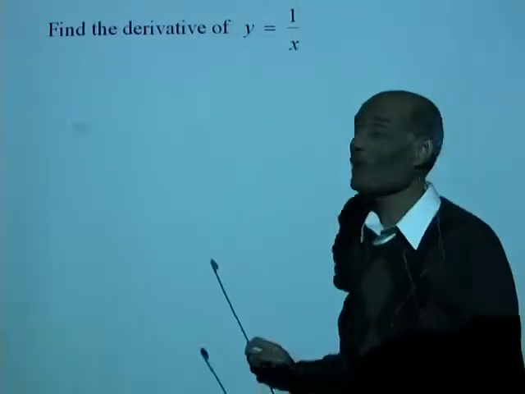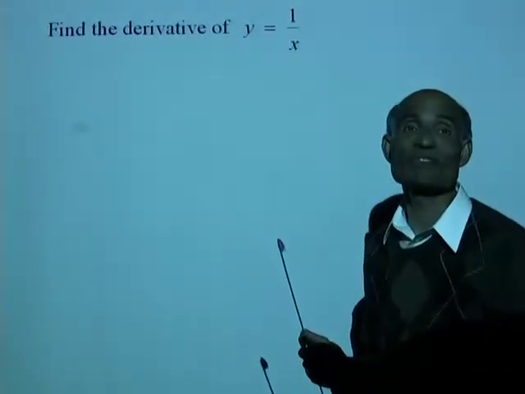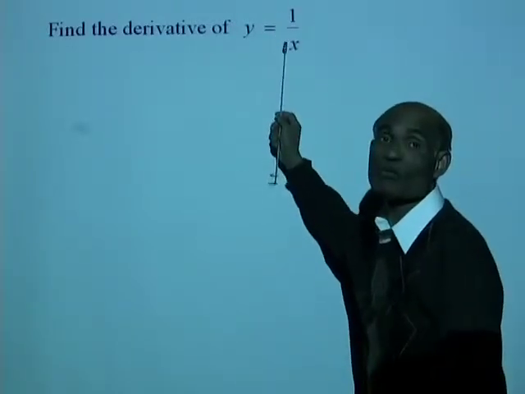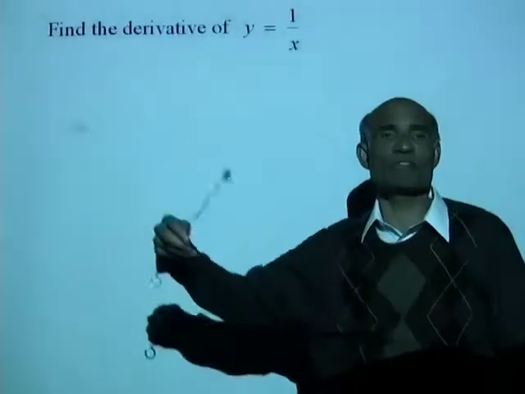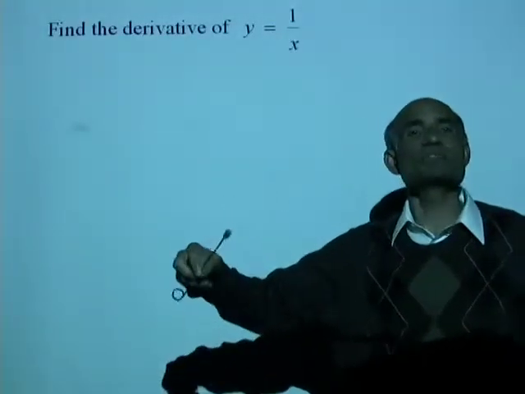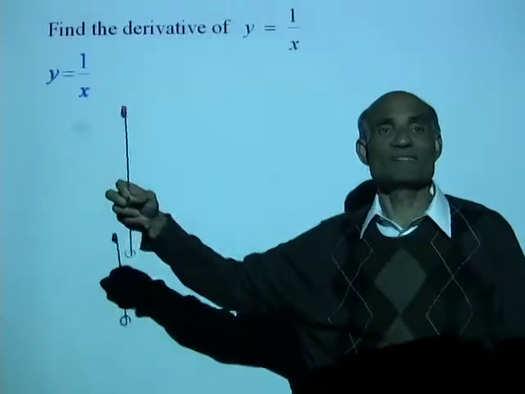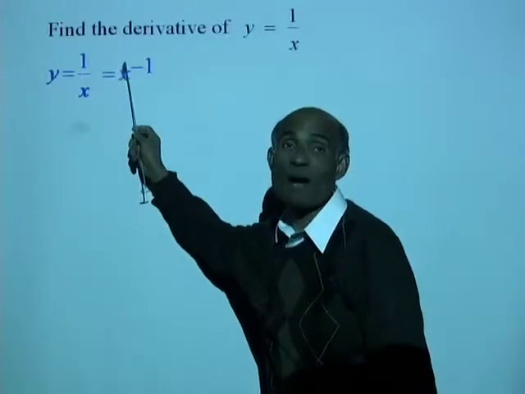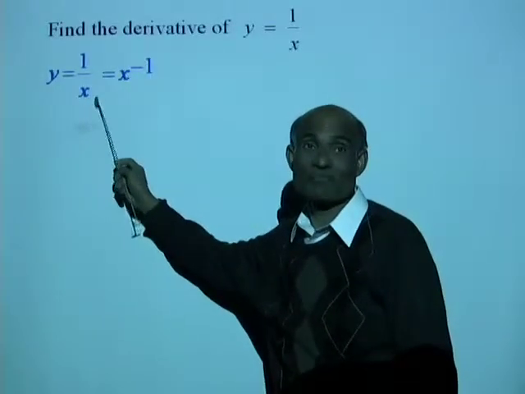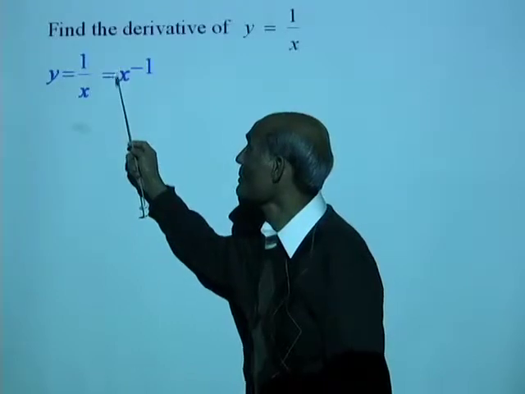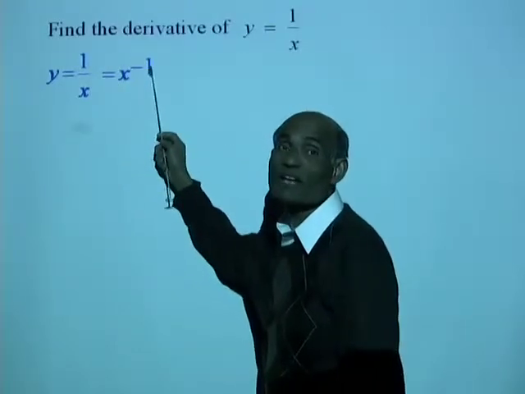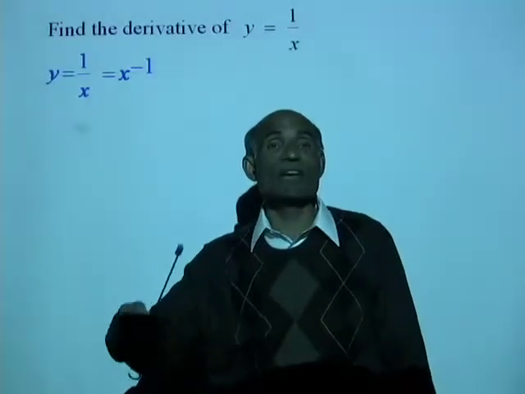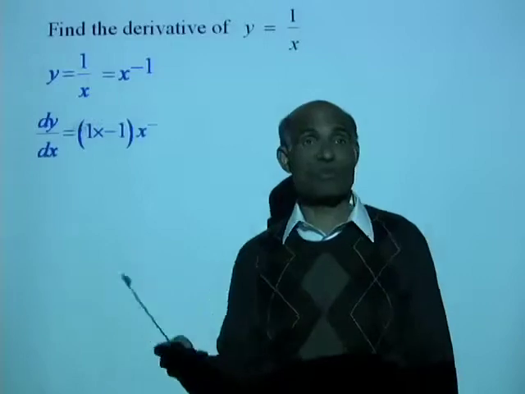Let's find the derivative of y equal to 1 over x using the power rule, which means you need to write 1 over x using some power of x. What is 1 over x as x to the power of something? Well, y equal to 1 over x is the same as x to the power of negative 1. Is that right? And now your a equal to 1, n equal to negative 1, we can use the power rule as a n x to the power of n minus 1.